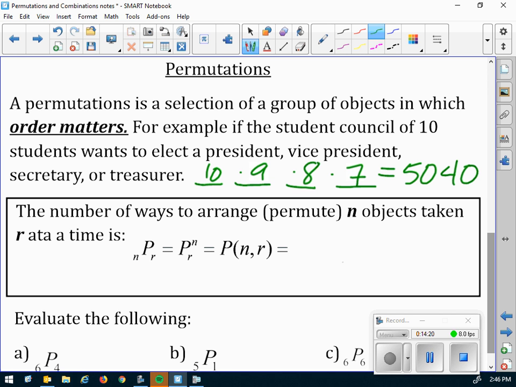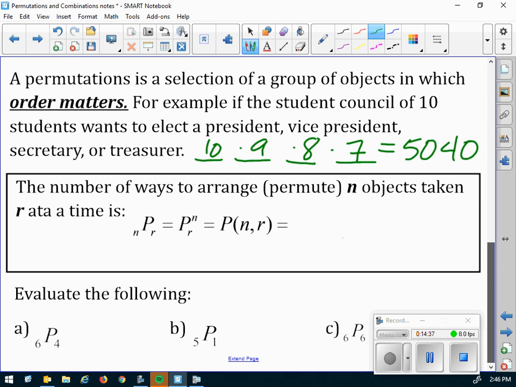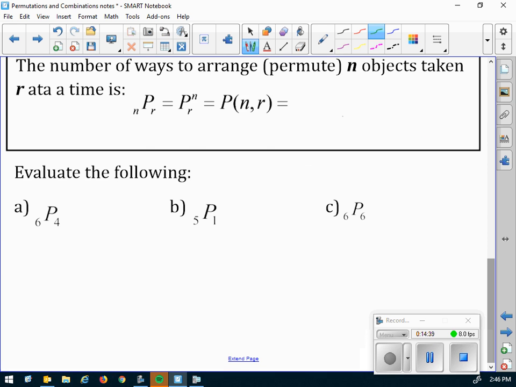Okay. There is a formula that you can do this with as well. I'm not going to use the formula unless I am told you have to use the formula. I'm going to do them this way. This is easy, right? Good. Now, let's take a look at this.